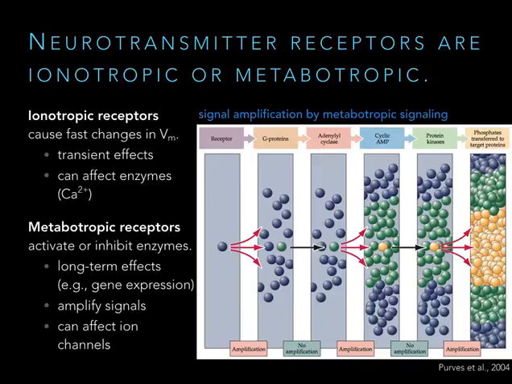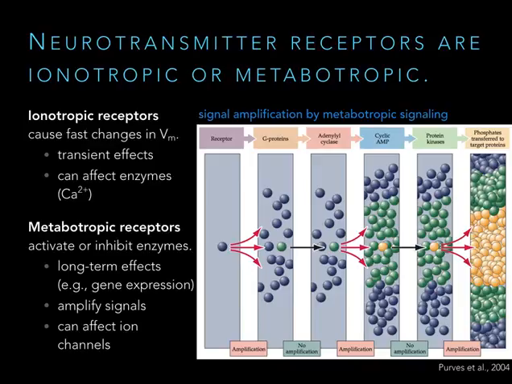Some of these targets are going to end up being ion channels, so we'll still generate an electrical signal. It'll just take a while to come along, and it will usually last a little bit longer. Sometimes the targets are going to be transcription factors, and so these metabotropic receptors actually lead to a change in gene expression.